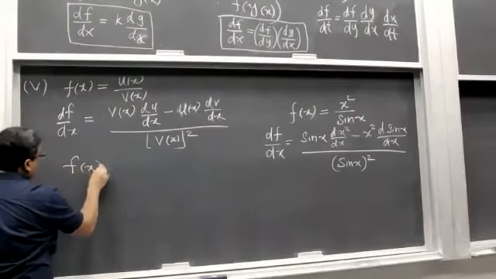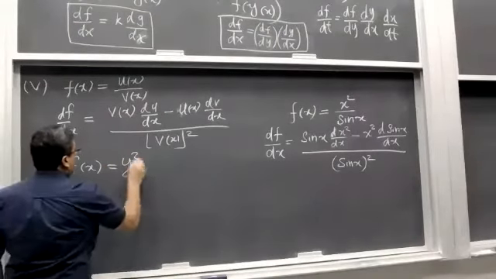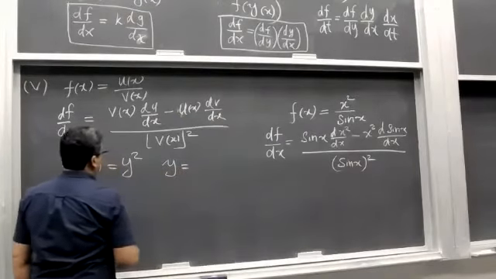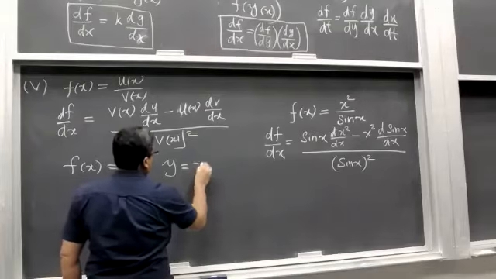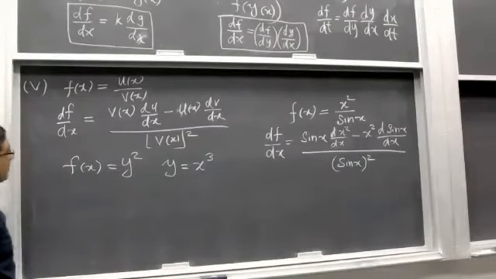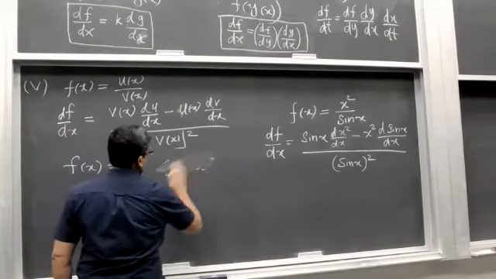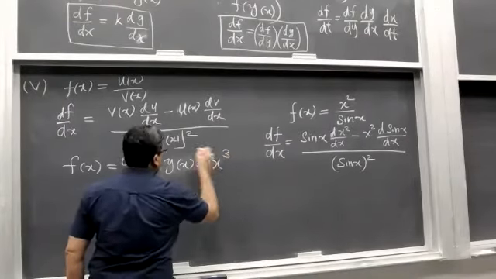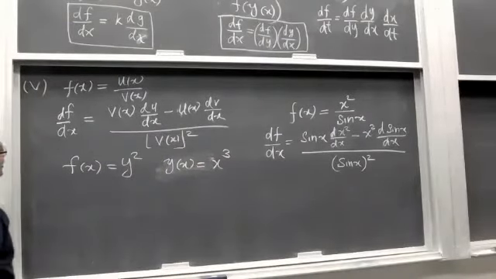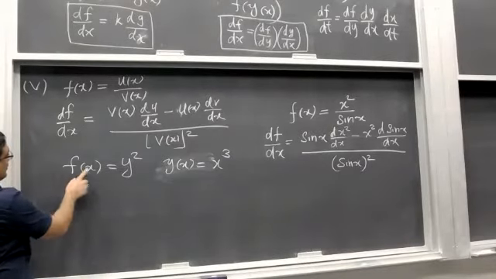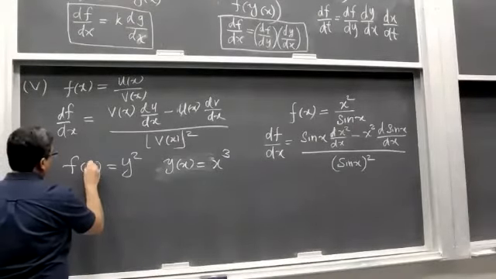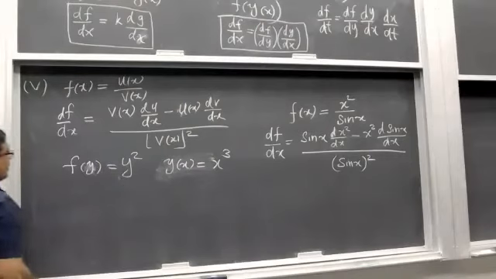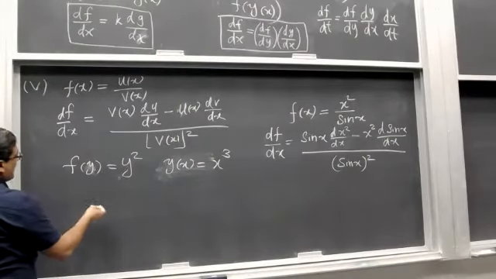f of x is equal to y squared, and y is equal to x cubed. Okay, now this is y of x is equal to x cubed. Now this is an example of chain rule. I have two functions. So f is a function of y, and then y is a function of x. So in this case, we want to take the derivative, the chain rule.